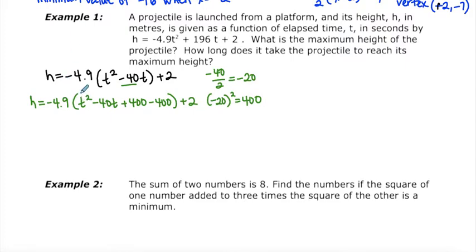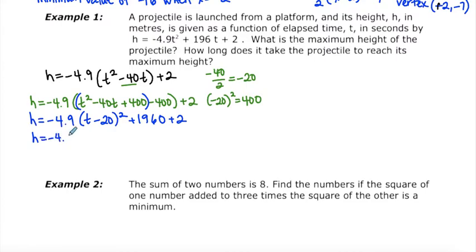We're going to factor the first three terms. h is equal to negative 4.9. Remember that the first number you've found here, negative 20, will be what we put in the bracket. Negative 20 added together gives us negative 40, and when I multiply it by itself, it gives me positive 400. In order to take negative 400 out of the bracket, I need to multiply it by negative 4.9. Doing that calculation gives me 1,960, and then I'm going to add 2 to that.